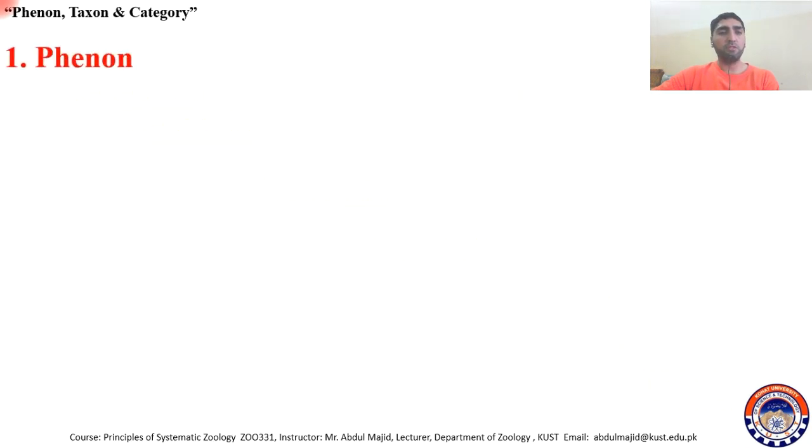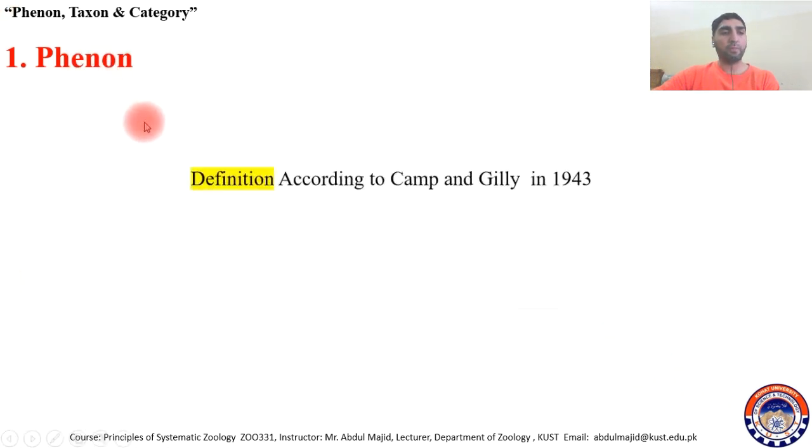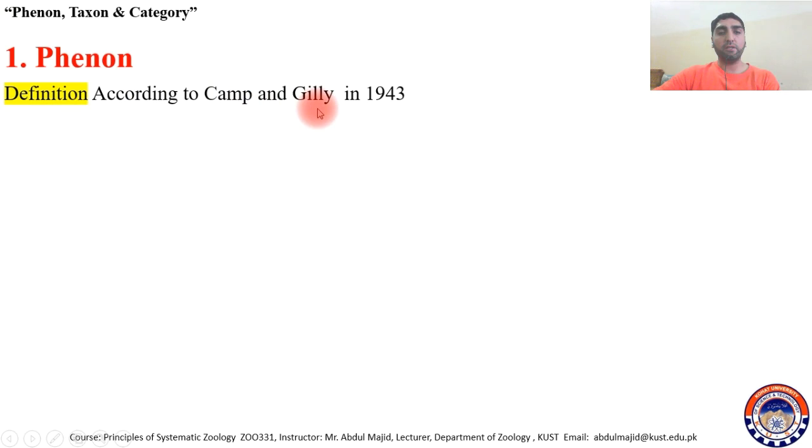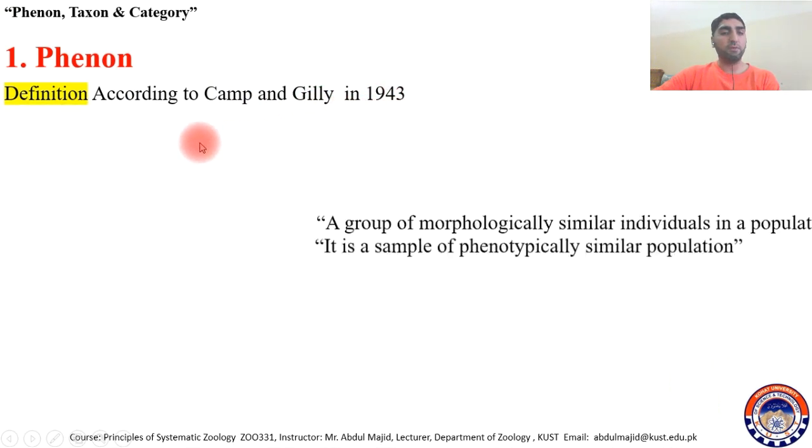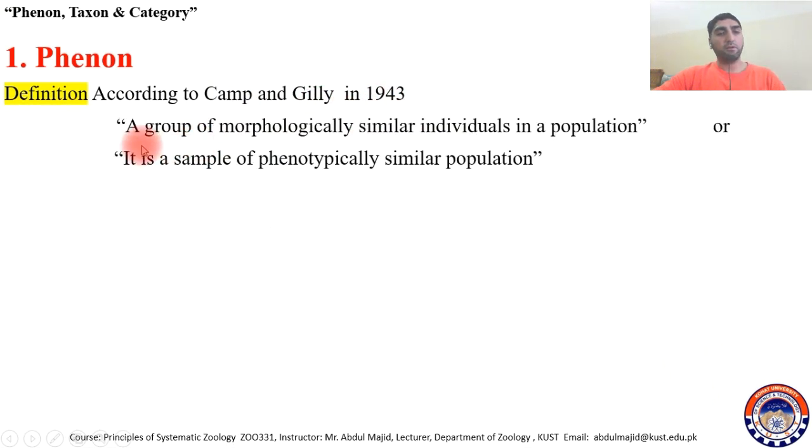So let's start with the phenon. So what is phenon? According to Kemp and Gilly in 1943, they defined a phenon as a group of morphologically similar individuals in a population, or it is a sample of phenotypically similar population. So according to Kemp and Gilly, phenon is the terminology used for morphologically similar individuals in a population.